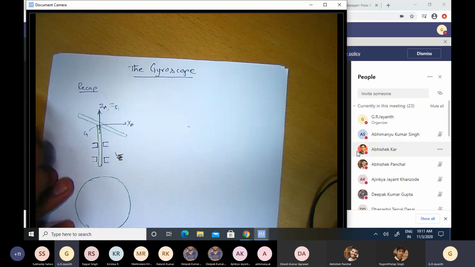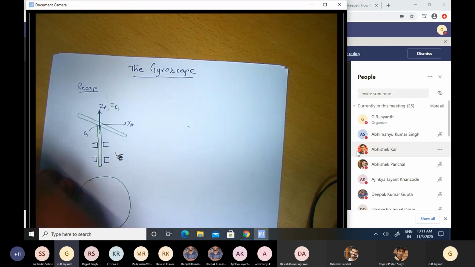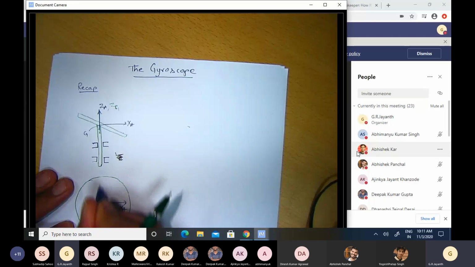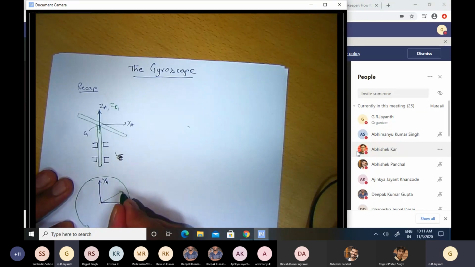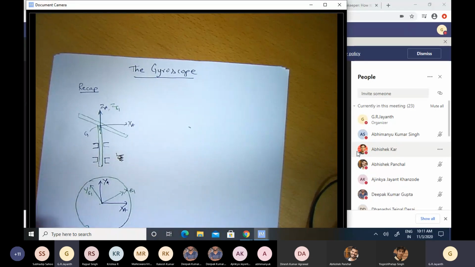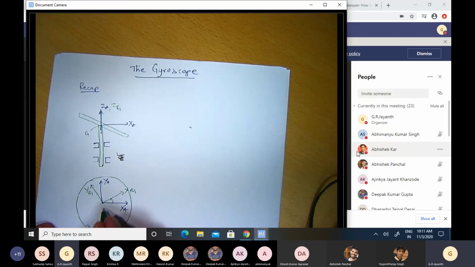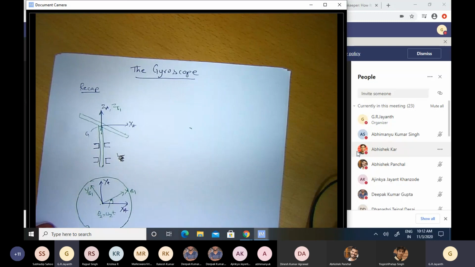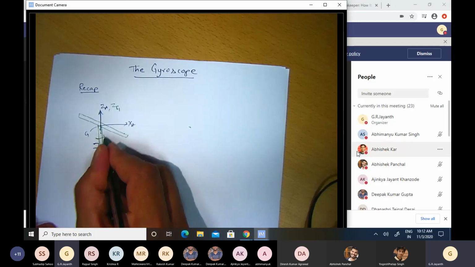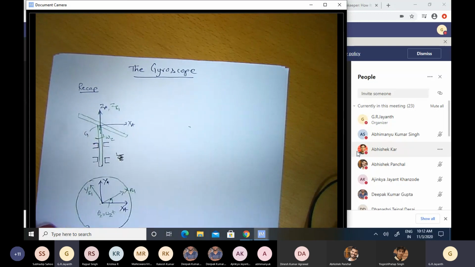Okay, so if this is XA, YA, then the other axis, the B1 axis, is XB1. This is YB1. Okay, and the angle between them changes with time as theta z is equal to omega z times t, where omega z is the speed with which this shaft was assumed to be spinning.